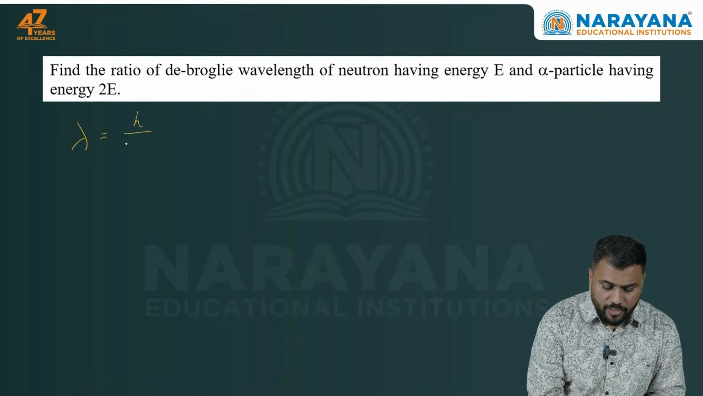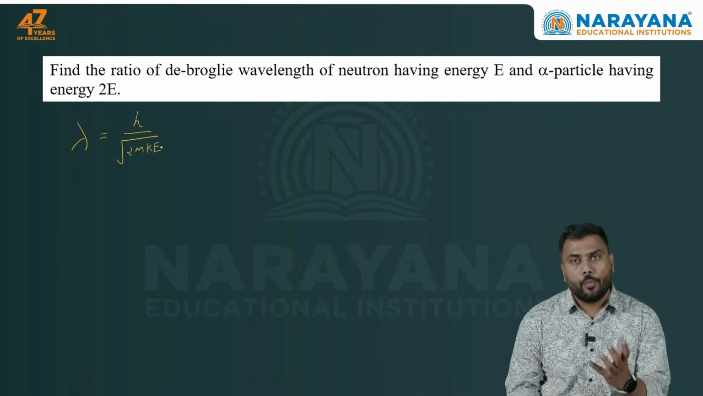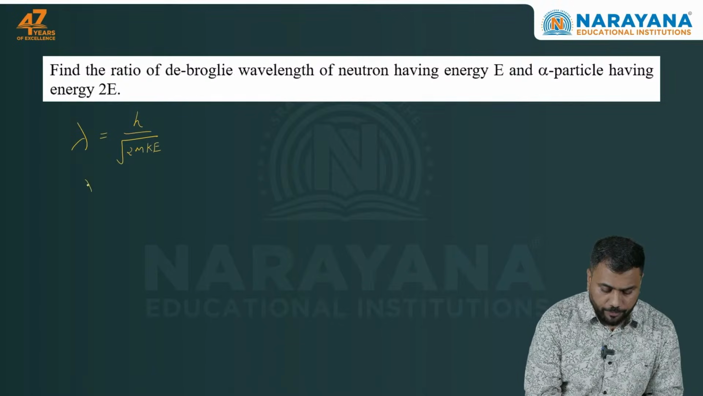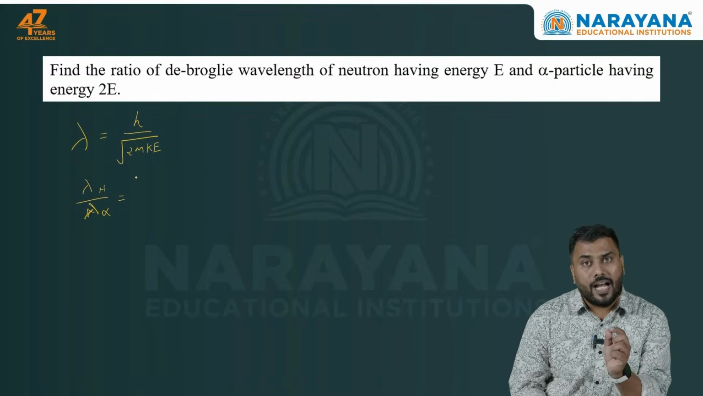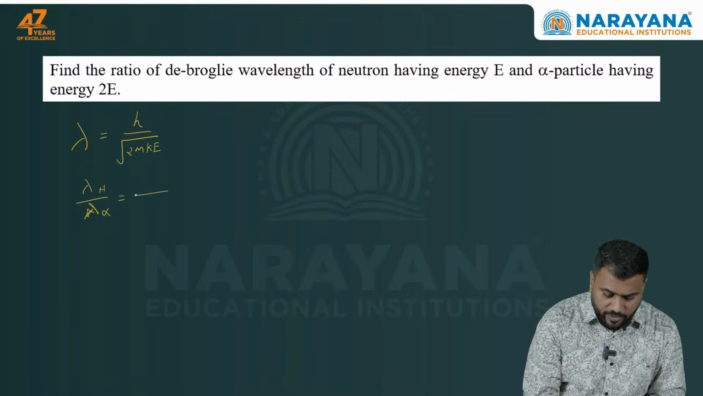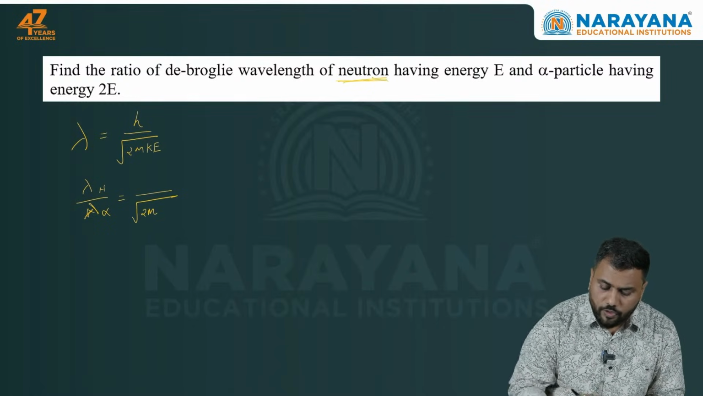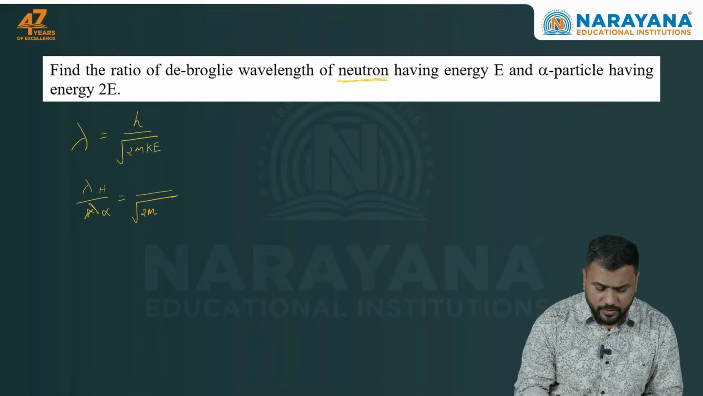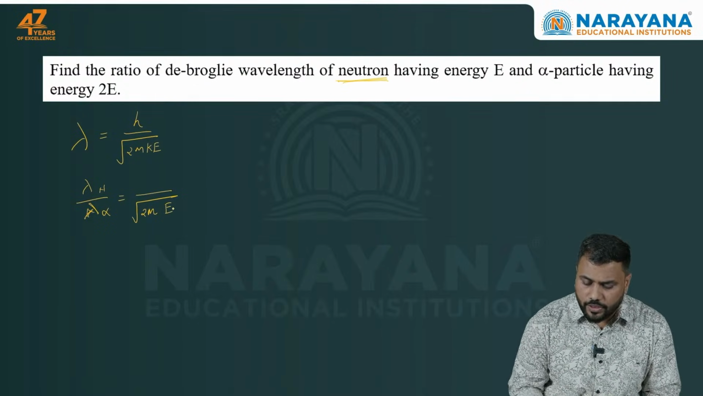We know de Broglie wavelength is given by h by p, and momentum can be written as root 2m kinetic energy. So lambda of neutron divided by lambda of alpha particle. The mass and energy of the alpha particle are different. In this question there was a neutron, so let us see what the answer will be if neutron is given. So mass of neutron I am going to assume as m, and the kinetic energy is E.